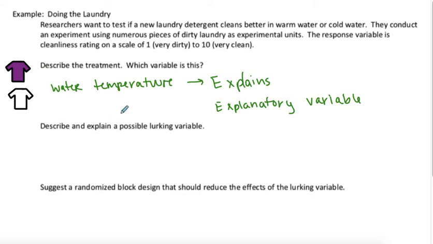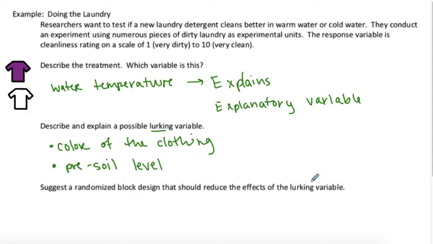On the second part, it says, describe and explain a possible lurking variable. So maybe something could be the color of the clothing. It's easier to clean a black shirt than it is a white shirt. It could be the pre-soil level. Are they all dirty the same way? Maybe we have a couple shirts that are dirtier than another shirt, and that's why it got cleaner versus dirtier, whatever that could be. So these are possible lurking variables that are acting on the cleanliness in the end.